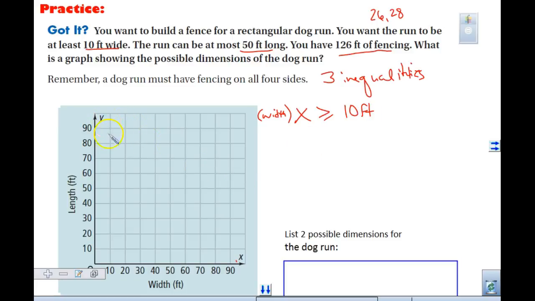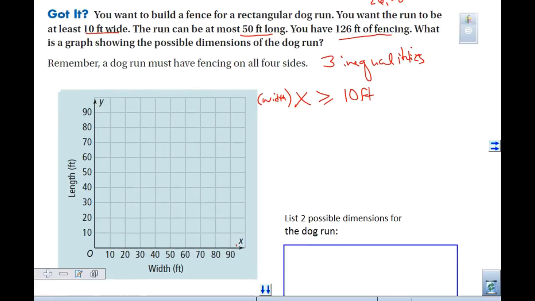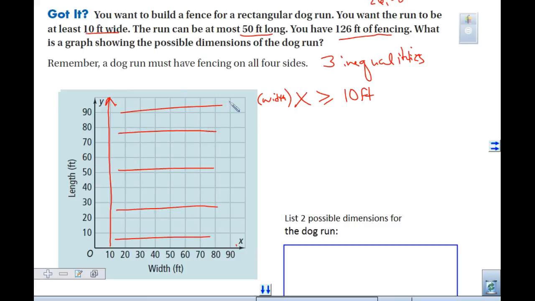Can we graph that line right away? We can go to our graph here, and at 10, right? Greater than or equal to 10. It's going to be everything over here.